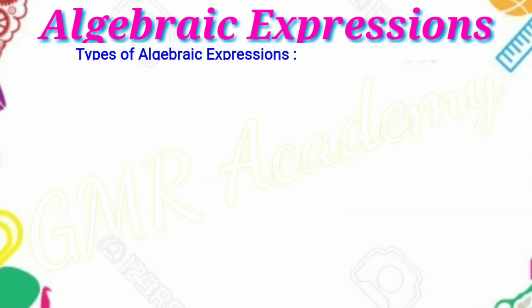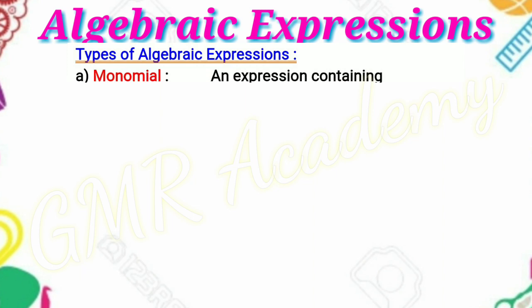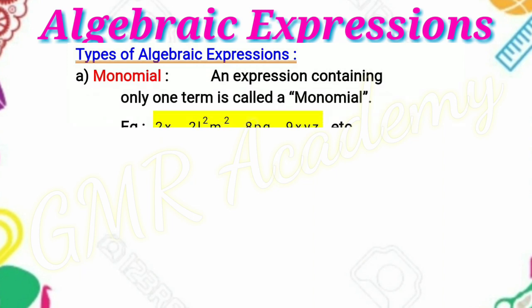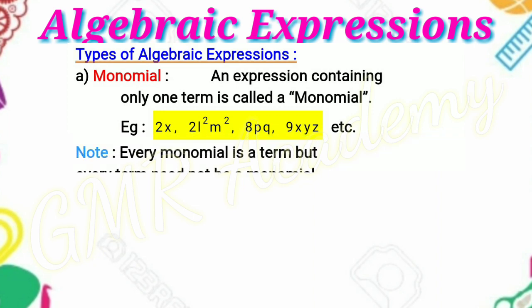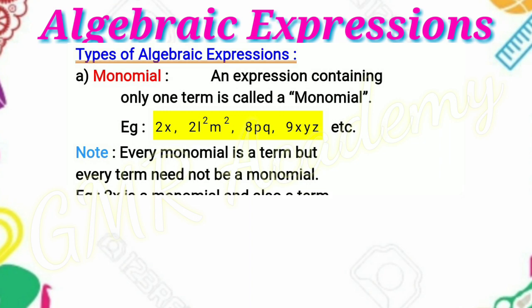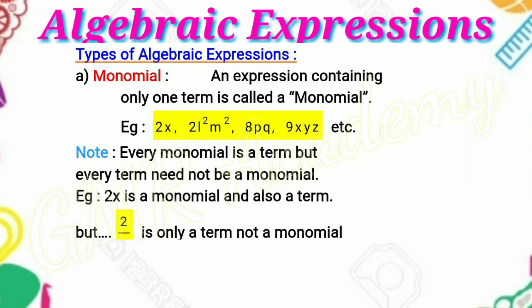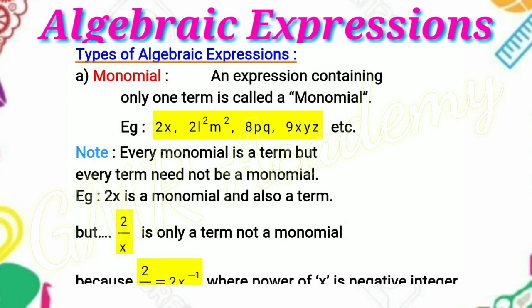Types of algebraic expressions. The first one is monomial. An expression containing only one term is called a monomial. For example, 2x. 2x means 2 into x. In between we are using a multiplicative sign. This is treated as a single term. In the second example, 2l²m².